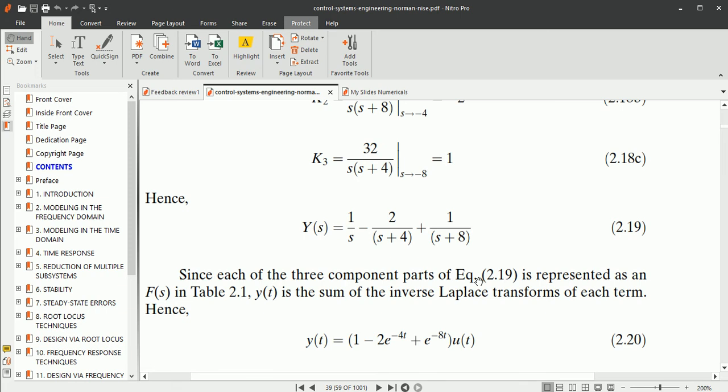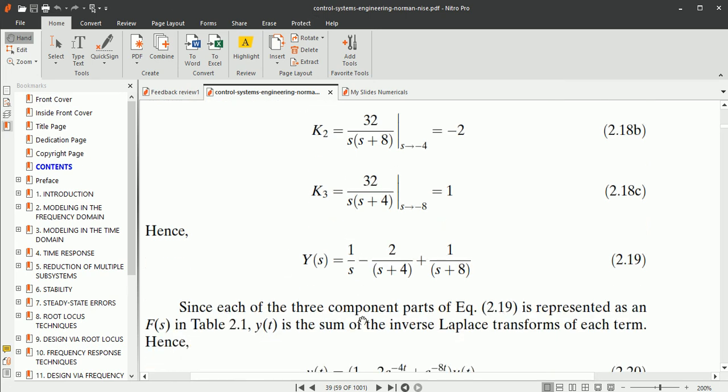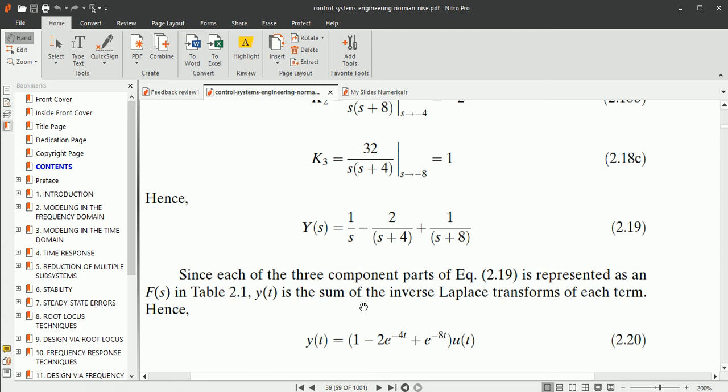It depends on you, but it's better to follow the teacher's way. If the teacher has used partial fractions in that way, you should use the same, so that you remain as close to his approach as possible. So the output is (1 minus 2 into e to the power minus 4t plus e to the power minus 8t) into u of t.